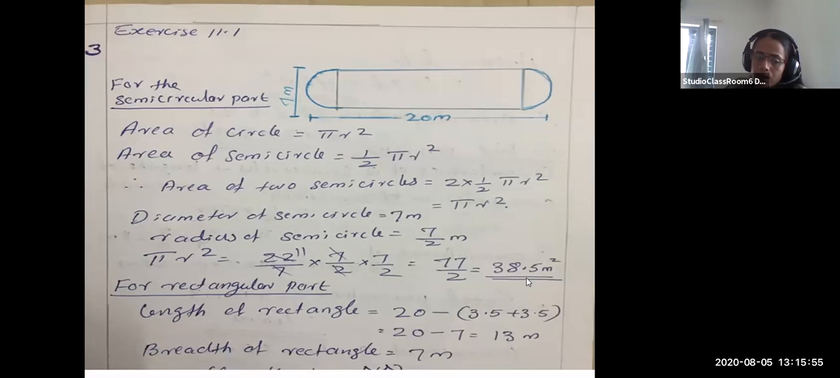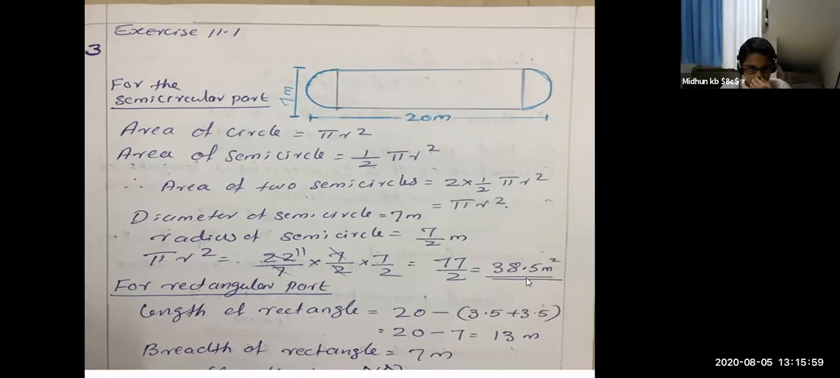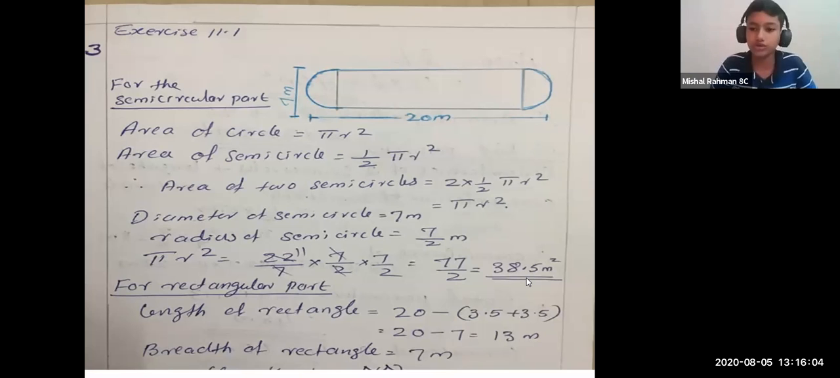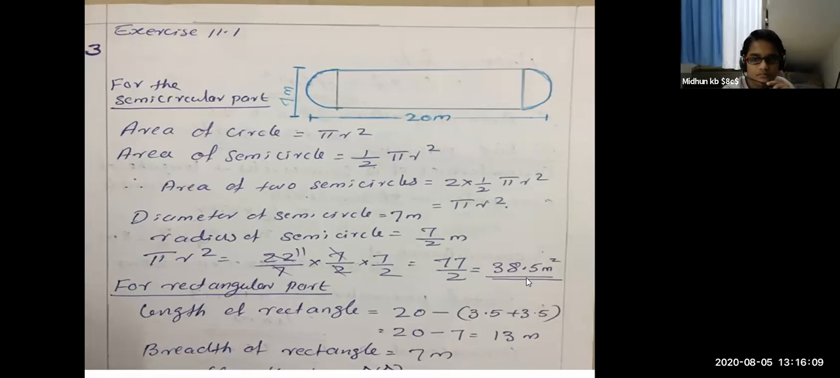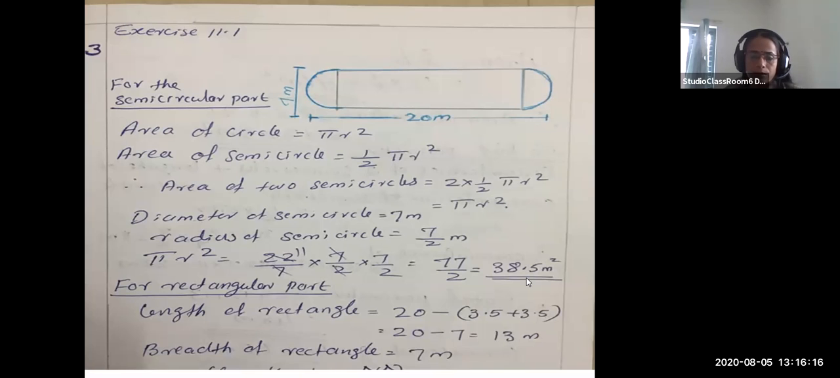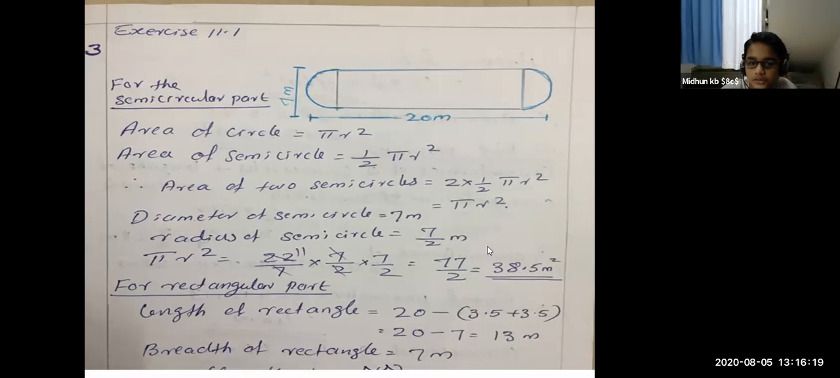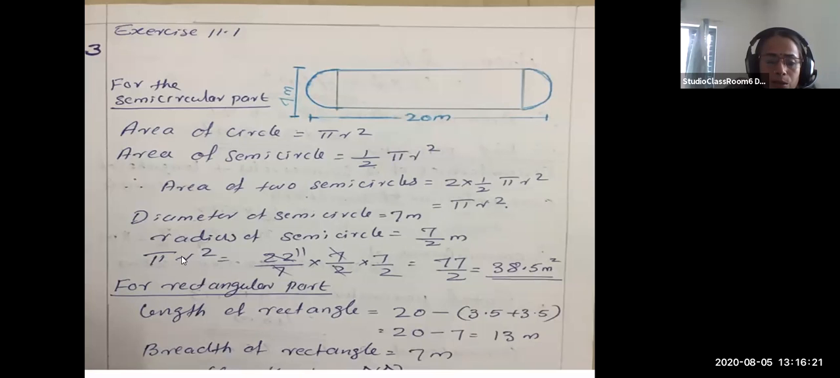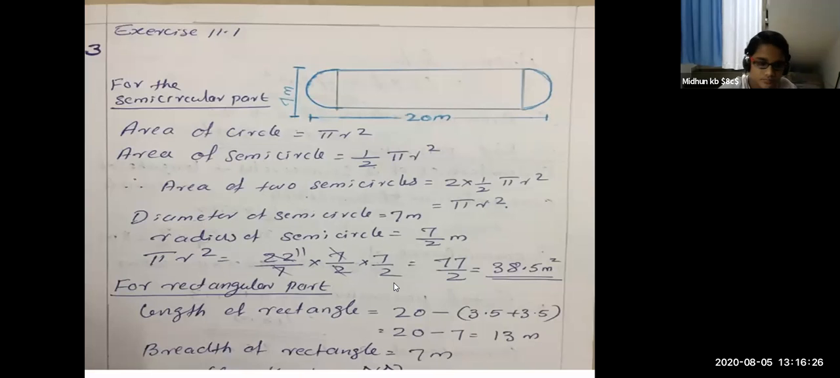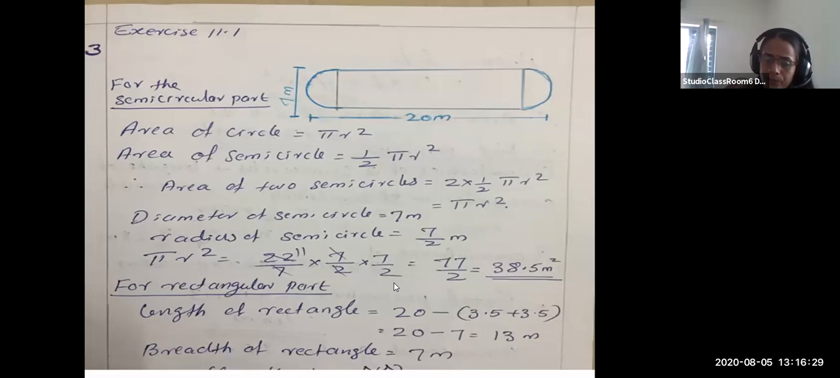We can find like that. Ma'am, can we find that way? Yes. In this, only the 7 cancels. Then how, 7 by 2 into pi, 7 by 2 r square, pi r square. So 2 into 7 by 2. Okay. R square is there in the formula.